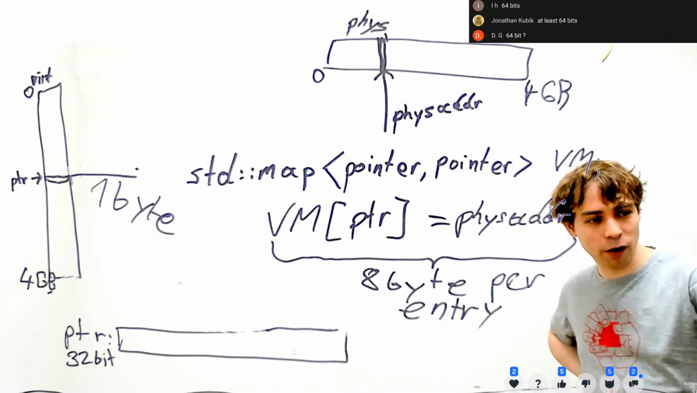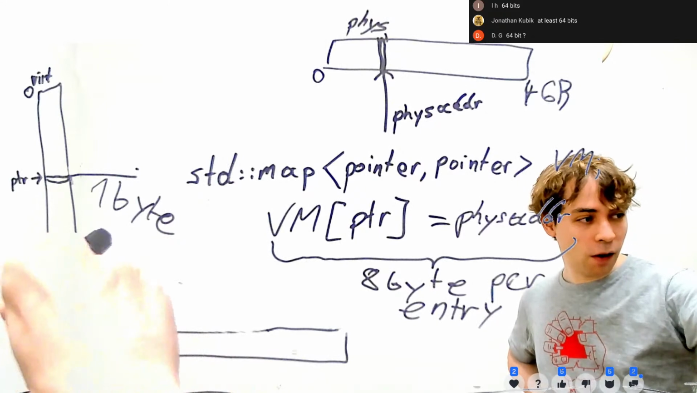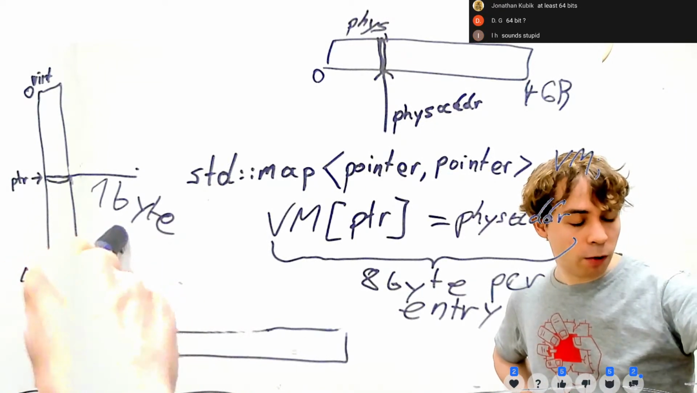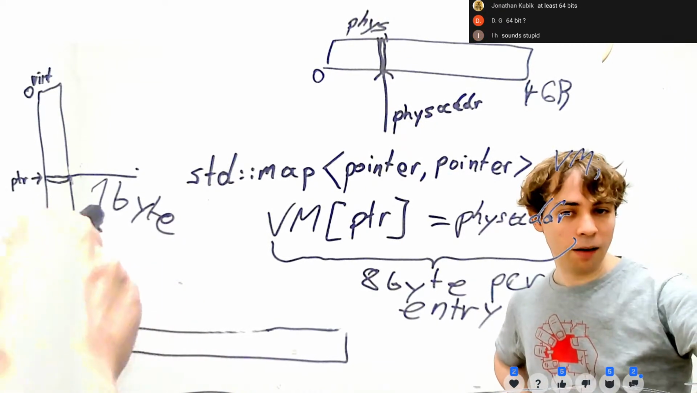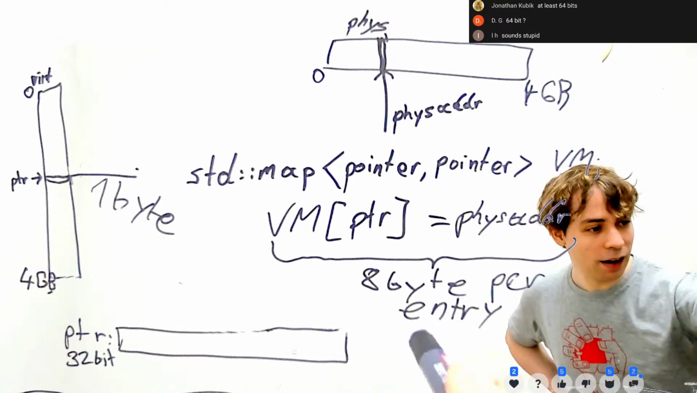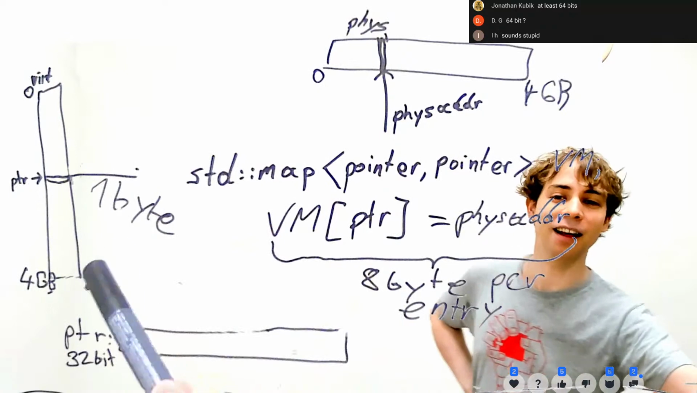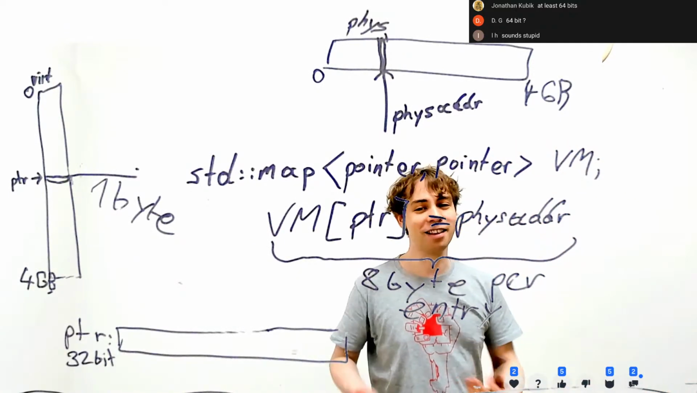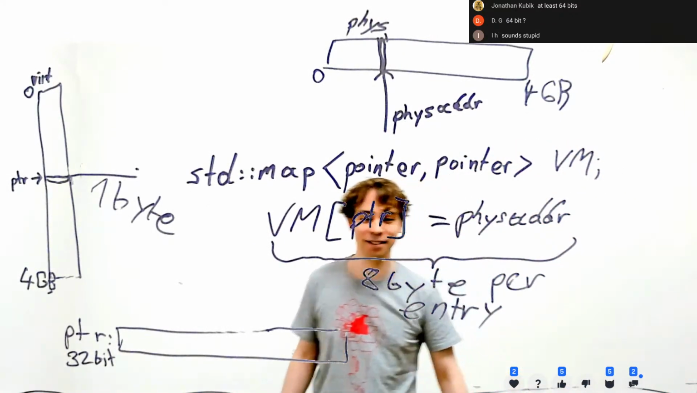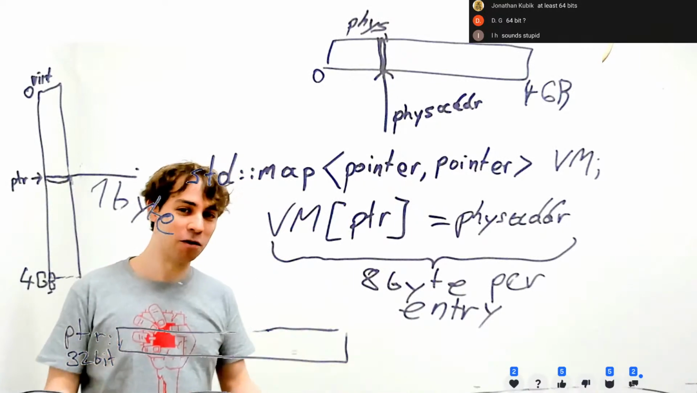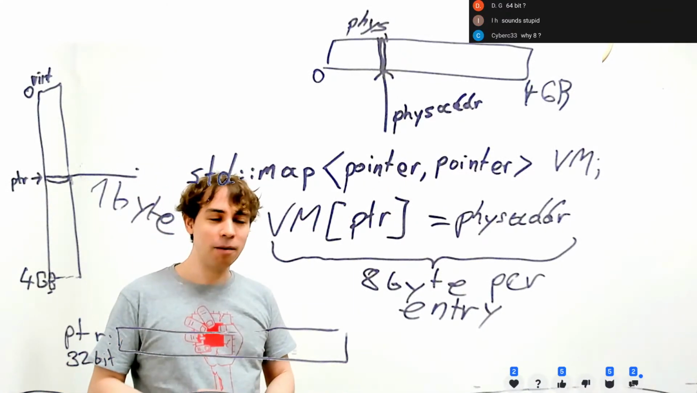So this is really unfortunate. Let's imagine I have a process that uses 100 megabytes. It will need 800 megabytes for this map just to allow me to access 100 megabytes of memory. So this really doesn't look very efficient. It sounds stupid, but maybe we can improve this a bit.